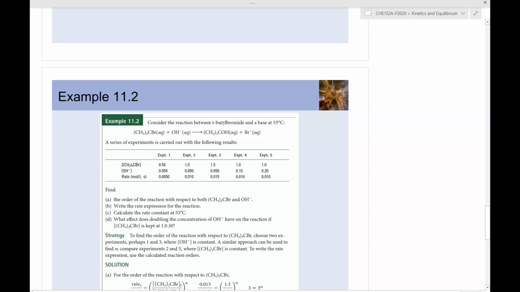So we're looking here at trimethyl, well, I'll take that back. That is properly called T-butyl bromide, which is the old name for it, and it's reacting with hydroxide to make T-butyl alcohol and a bromide ion. This is a reaction you'll see in organic chemistry. And what we see if we look at experiment 1 and experiment 2 is that the OH value did not change, but we doubled the T-butyl bromide.